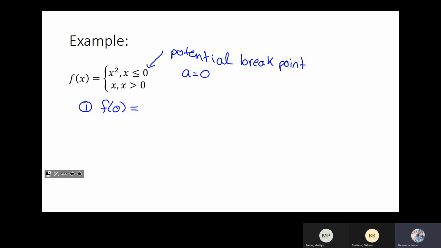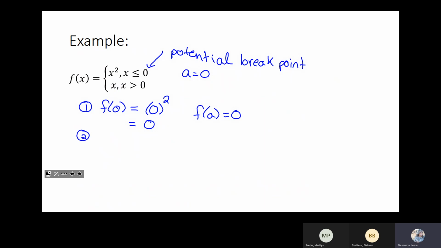Okay, when I plug it in, obviously I need to use x squared because that's the one that includes 0. So I plug my 0 in and I get 0. So f at a exists. So f at a equals 0. Okay, so that's step 1.